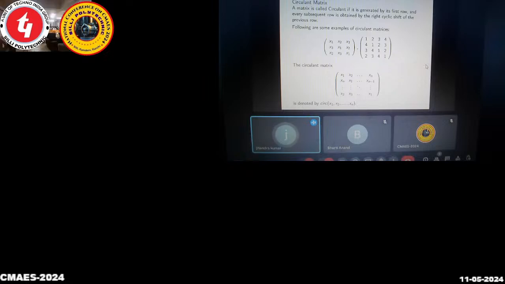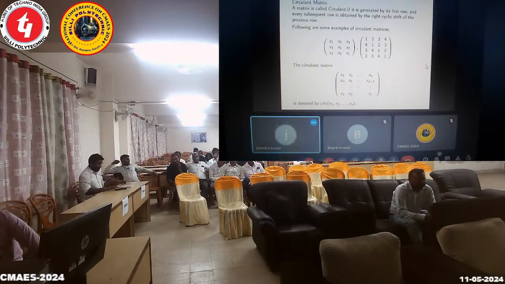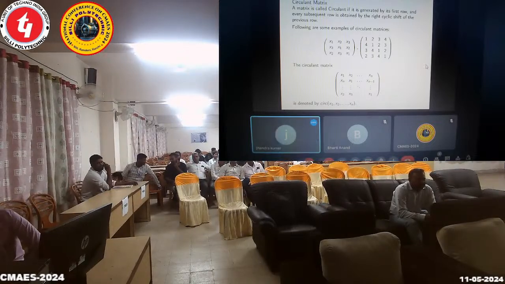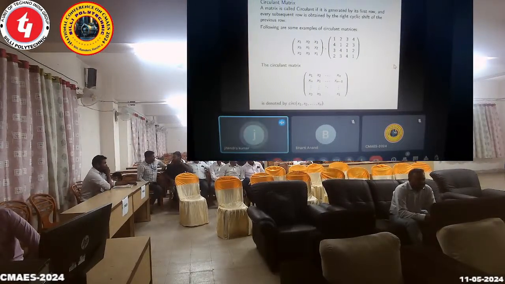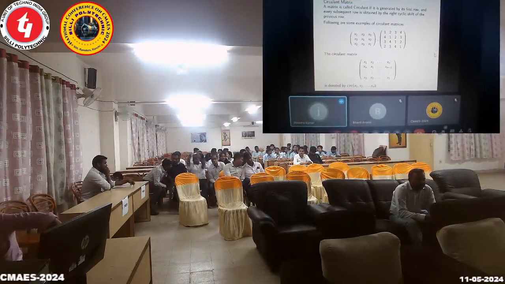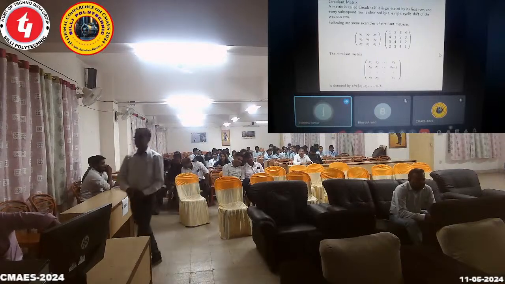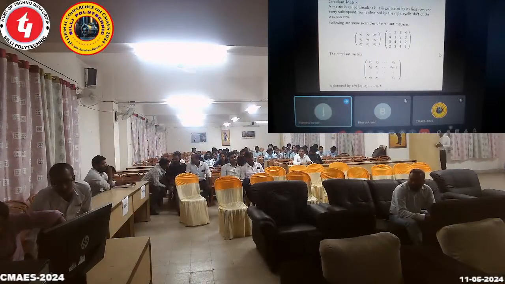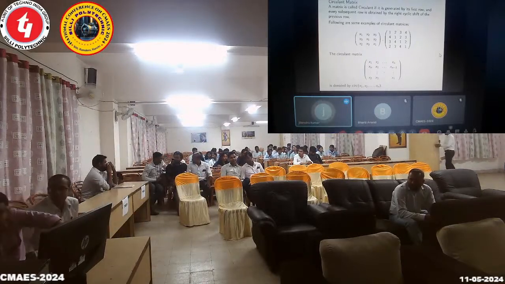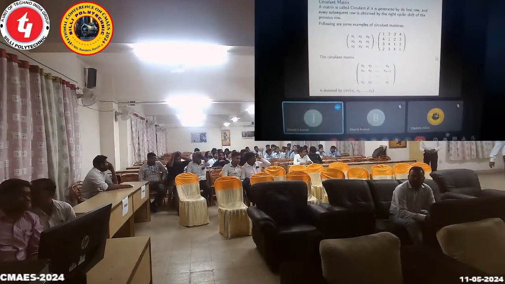A matrix is called circular if it is generated by its first row and every subsequent row is obtained by the right cyclic shift of the previous. These are the examples of circular matrix. If a matrix's first row is 1, 2, 3, 4, then its remaining rows will be 4, 1, 2, 3, then 3, 4, 1, 2, and 2, 3, 4, 1, respectively.